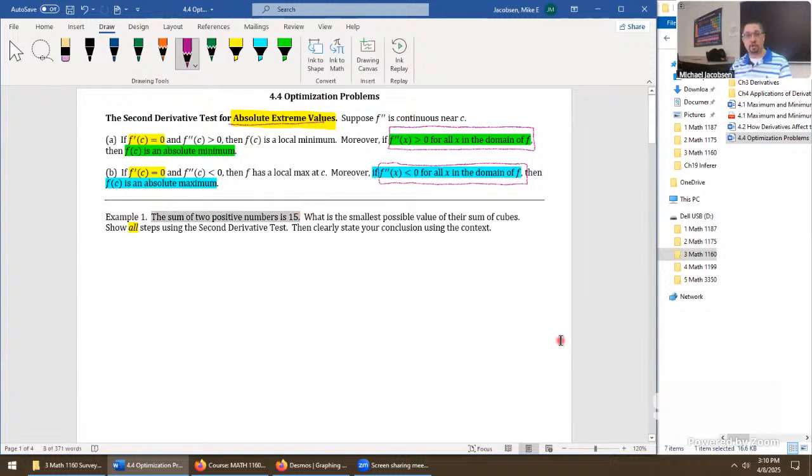Starts up by saying sum of two positive numbers is 15. Let's now declare some variables. Let x, they're positive, so we want x bigger than 0, y bigger than 0, satisfy x plus y. We're using x plus y because it's indicating the sum of them is 15. This equation is actually special. We'll call this equation a constraint.